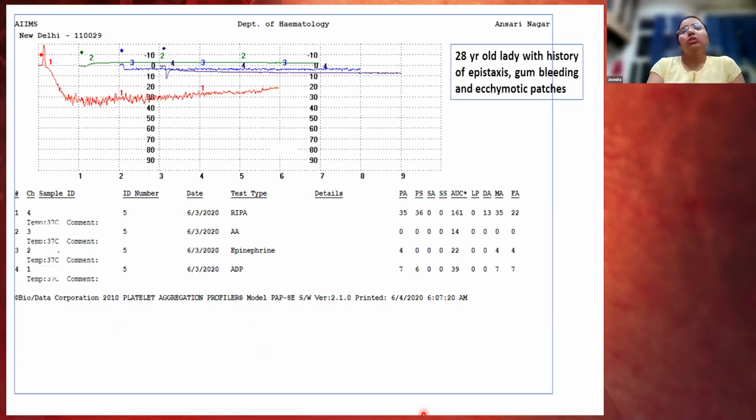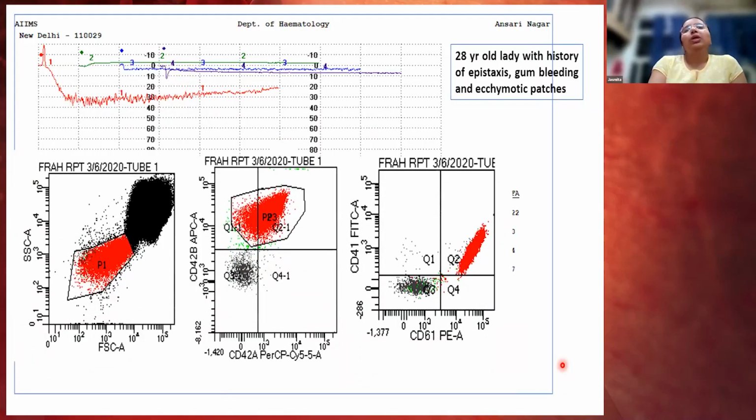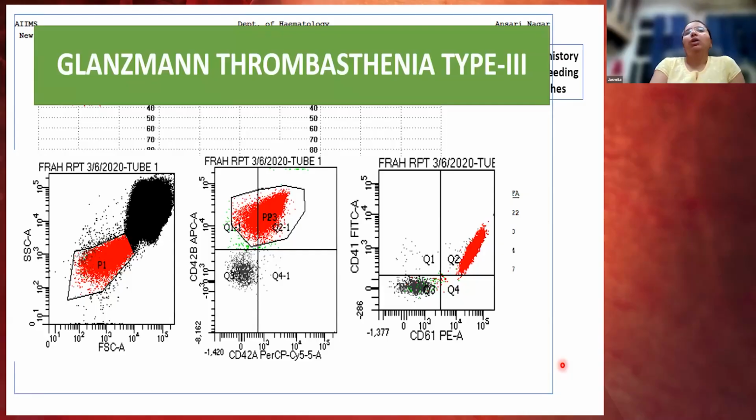Now let us look at one more patient. This patient came to us with epistaxis, gum bleeding and ecchymotic patches, and she was pregnant at the time she was evaluated. With arachidonic acid and epinephrine, there is a flat line for everything. However, you see an aggregation only with ristocetin, which is reduced. With all the other 3 agonists, it is a flat line. So again we suspected Glanzmann thrombasthenia, but we got a flow where we had a normal expression for 41 and 61 both. That indicated that we have a normal presence of the protein, but the protein is not working. So the diagnosis was Glanzmann thrombasthenia type 2.